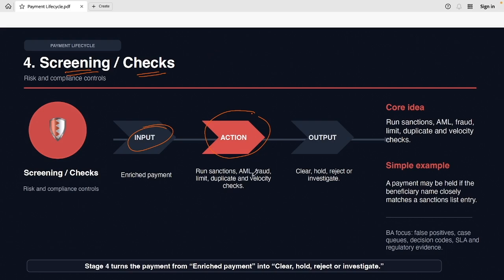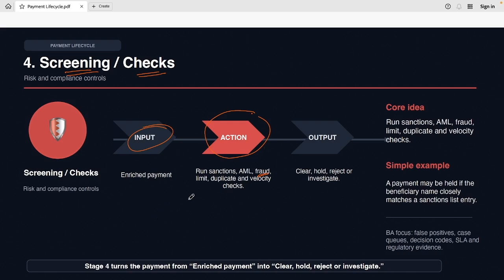AML checks. AML stands for anti-money laundering. AML checks help the bank identify whether money may be connected to any criminal activity or whether someone is attempting to hide the original funds. For example, an unusually large payment that does not match the customer's normal behavior may require investigation. Then your fraud check. Fraud checks determine whether the transaction may be unauthorized or deceptive. For example, a payment is initiated from an unusual device, or the customer suddenly transfers money to a new beneficiary. Another fraud example could be several high-value payments attempted within a few minutes.